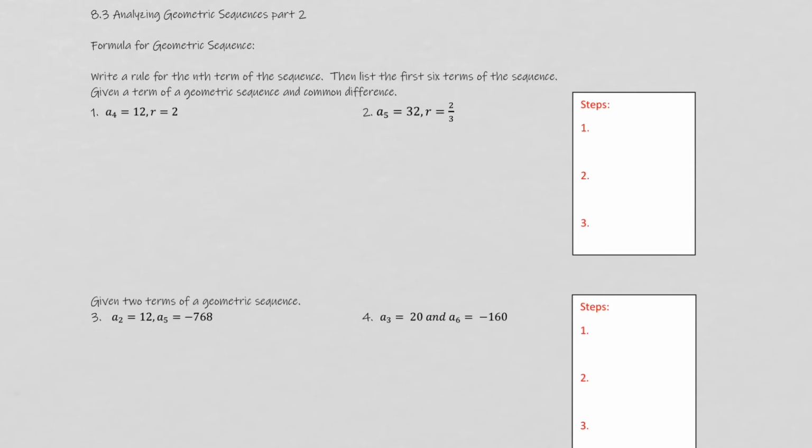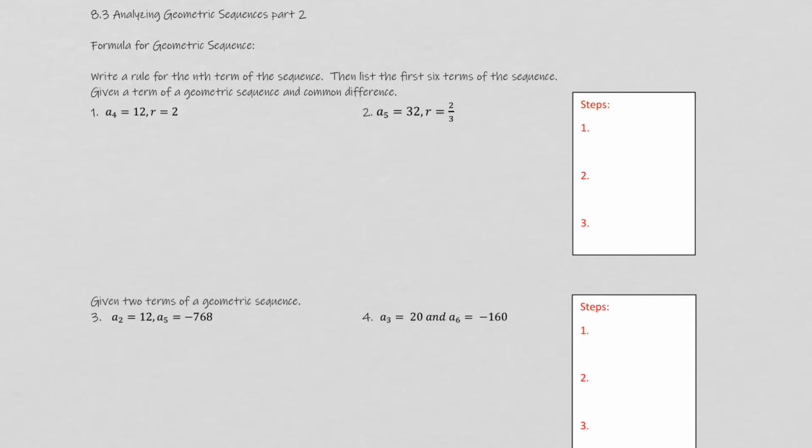All right, this is part 2 for 8.3 of geometric sequences. So now we've talked about how to find arithmetic sequences, and we talked about how to find geometric sequences if I can find R and A1. And now you're going to be given a different term in the sequence and R, or just 2 random terms in the sequence. So we need to remember that formula.